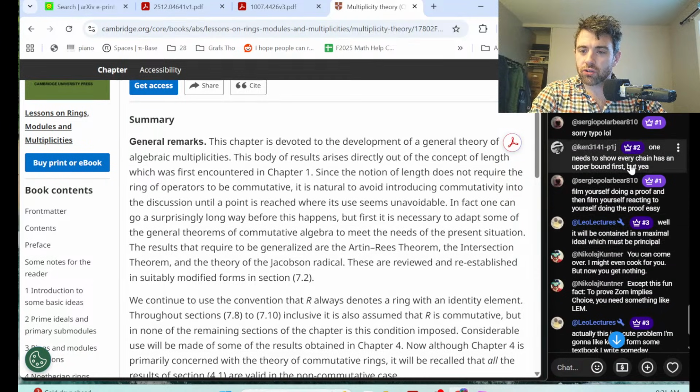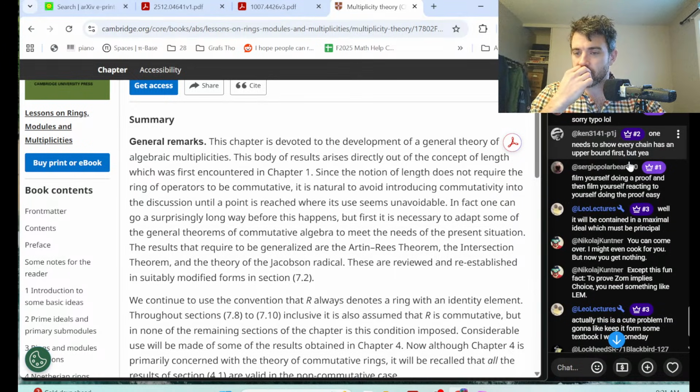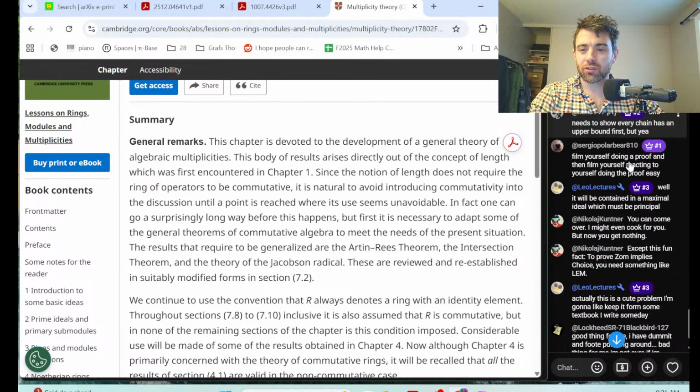One needs to show every chain has an upper bound first. Oh yeah. Right. How do we show that? How do we show that? Somewhere we'll need to use the fact that it's an integral domain as well, right?